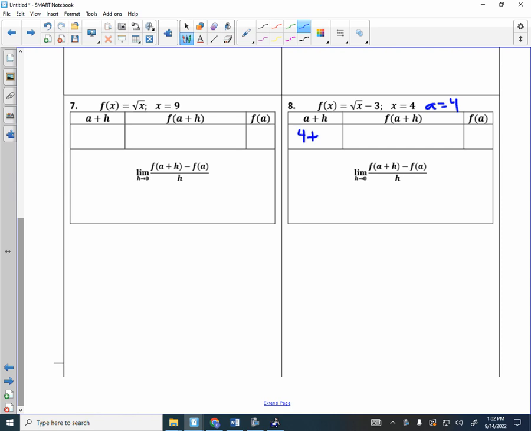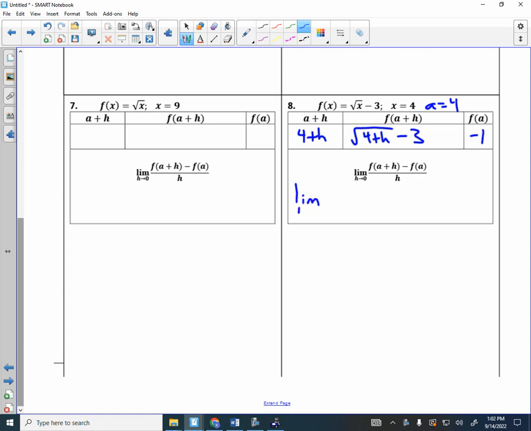So I have 4 plus h. Everybody okay with 4 plus h? So then f of 4 plus h, what would it be? Good. You okay with that? Okay, f of a. What do I do for f of a? I plug in. When you plug in 4, you get square root of 4 is 2, minus 3 is negative 1. Good. So we're going to set up the limit.